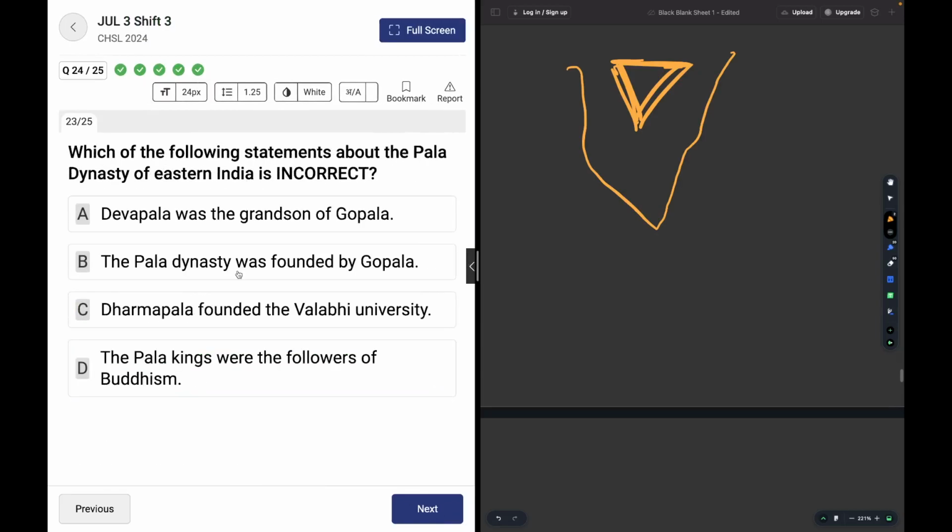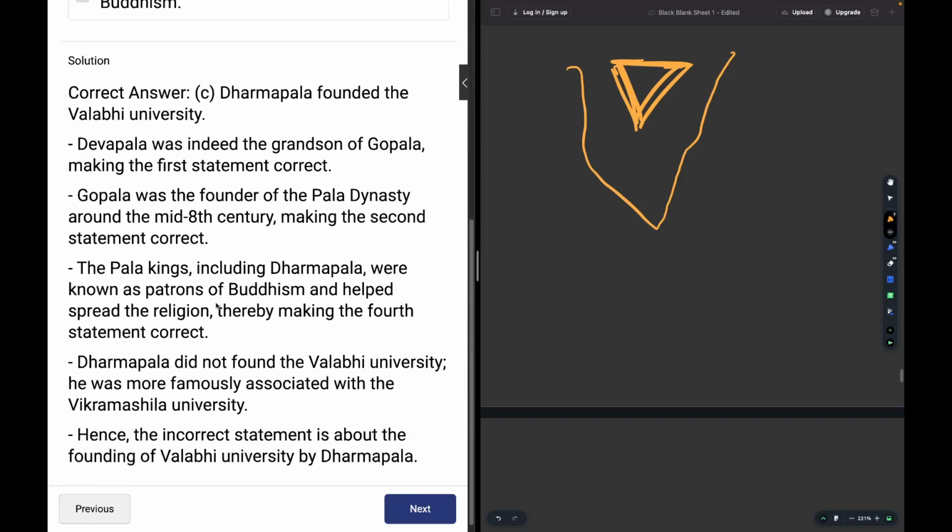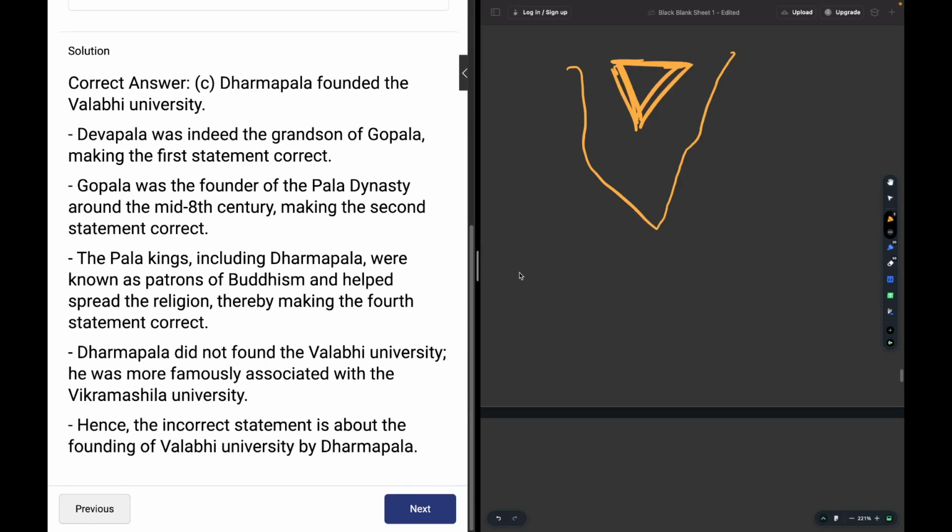Moving on. Which of the following statements about the Pala dynasty of eastern India is incorrect? Devpala was a grandson of Gopala, correct. The Pala dynasty was founded by Gopala, correct. The Pala kings were followers of Buddhism, correct. Dharampala founded the Vikramshila University, not the Vallabhi University. So it is Dharampala who founded the Vikramshila University.